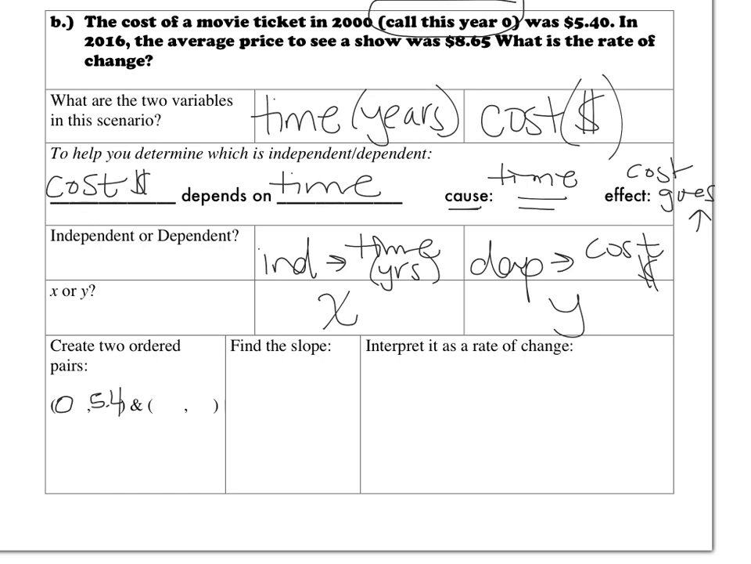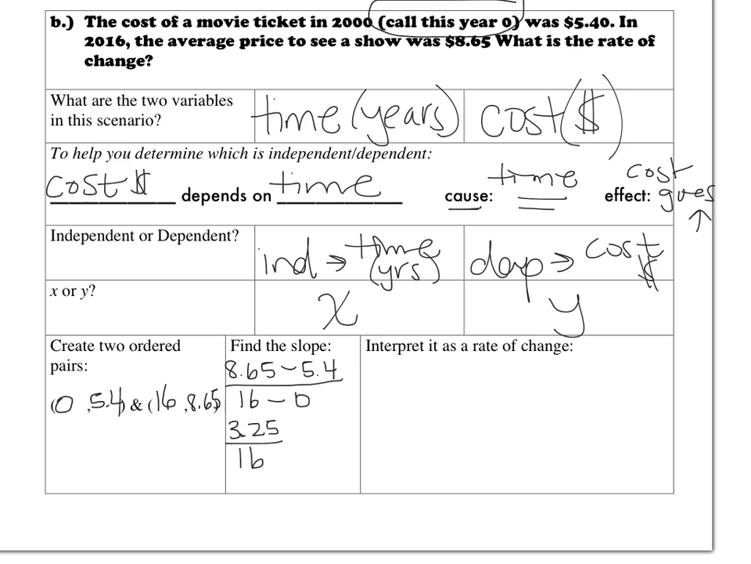And then the other ordered pair is, well, 2016. How many years have passed since 2000? If it's 2016, that would be 16 years. So after 16 years, the movie cost $8.65. So that's going to be 8.65. Okay? Now, the slope here, we're going to find just normally, right? I'm going to just subtract 8.65 minus 5.4 over 16 minus 0. And so the change in price on the top is going to be $3.25. So it's going to be 3.25 over 16.